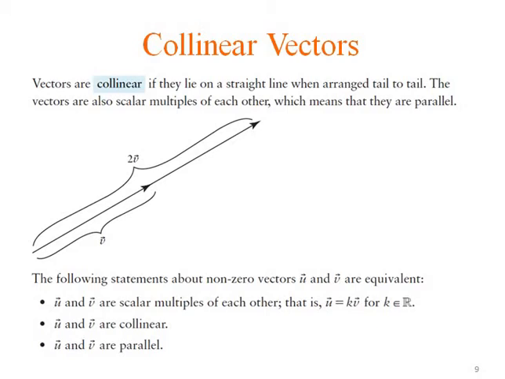The following statements about non-zero vectors u and v are equivalent. u and v are scalar multiples of each other. That is, u equals k times v, where k is the scalar, but u and v are vectors. It means that u and v are collinear and u and v are parallel.